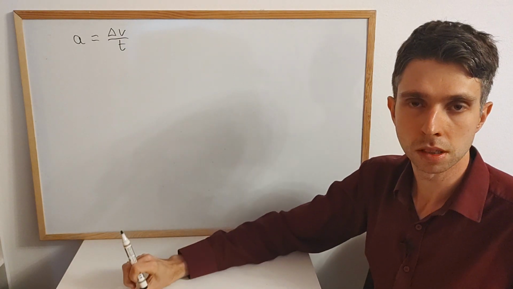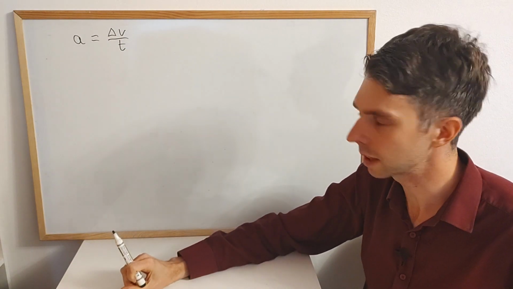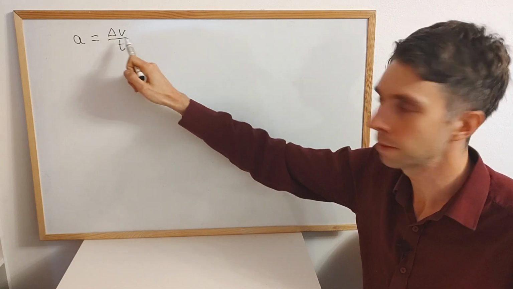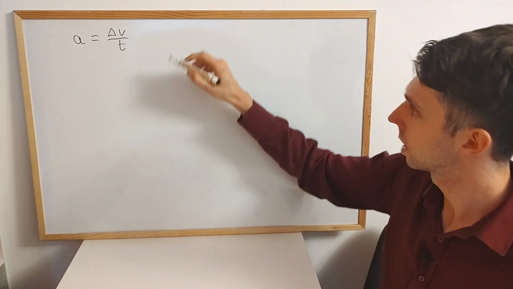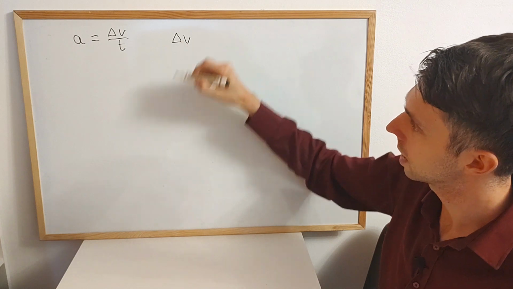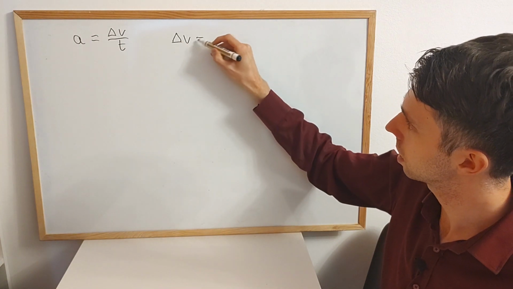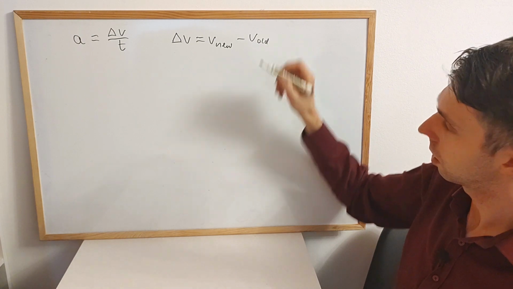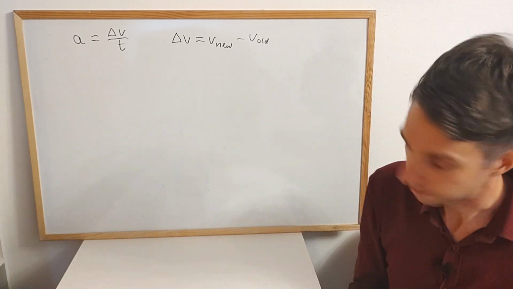This triangle is delta, Greek letter delta, and it means delta something means change in this something. So delta v is change in speed. So this is new speed minus old speed. Okay.